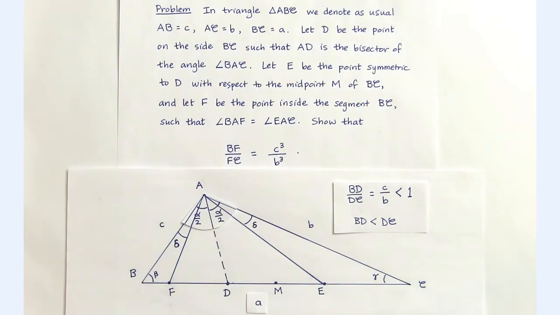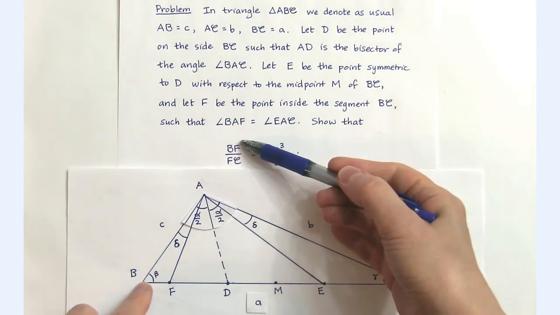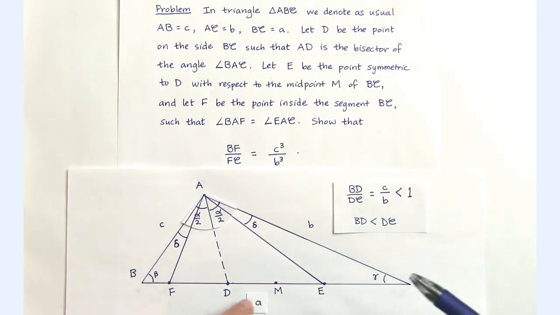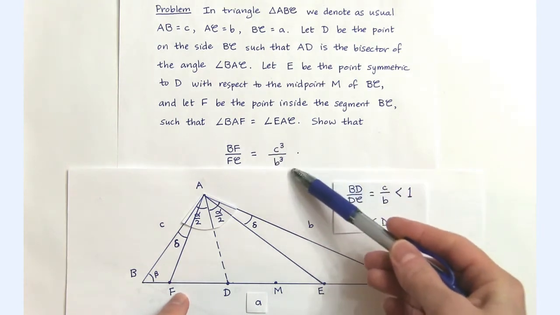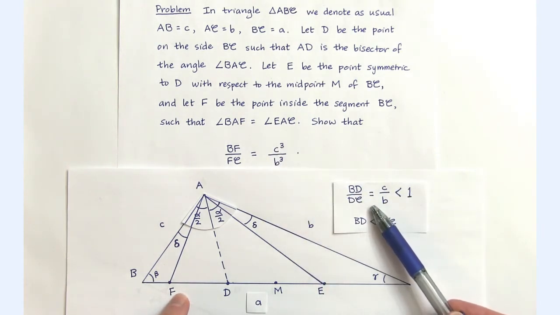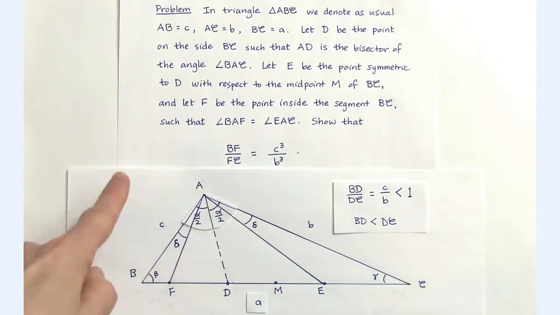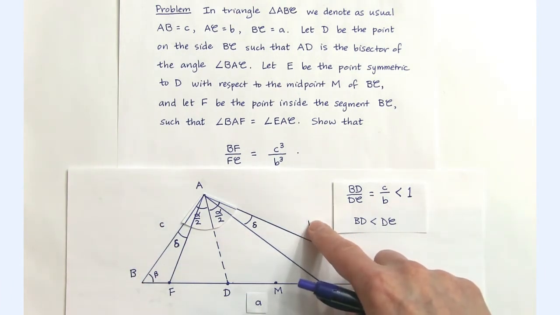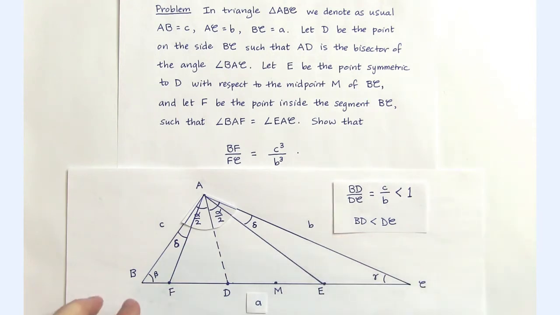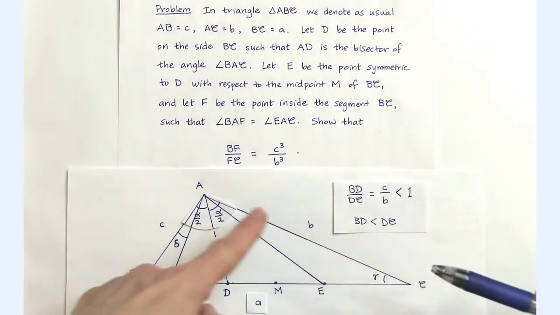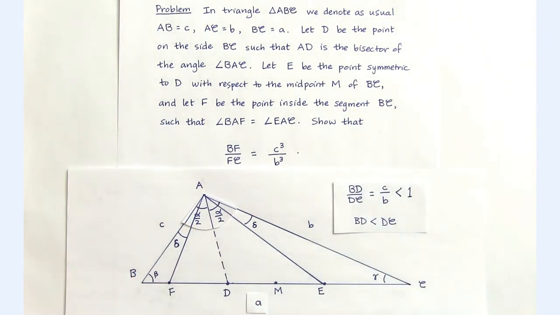And what we're being asked to show is that this length BF over this length FC, it's similar to the angle bisector theorem, where BD over DC was C over B, only this time it's going to be BF over FC. It's going to be C cubed over B cubed.